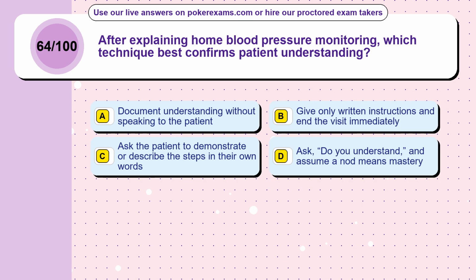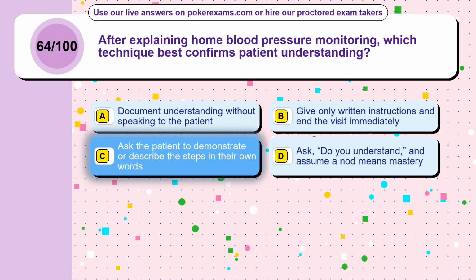Question 64. After explaining home blood pressure monitoring, which technique best confirms patient understanding? Option A. Document understanding without speaking to the patient. Option B. Give only written instructions and end the visit immediately. Option C. Ask the patient to demonstrate or describe the steps in their own words. Option D. Ask, "Do you understand?" and assume a nod means mastery. The correct answer is option C.